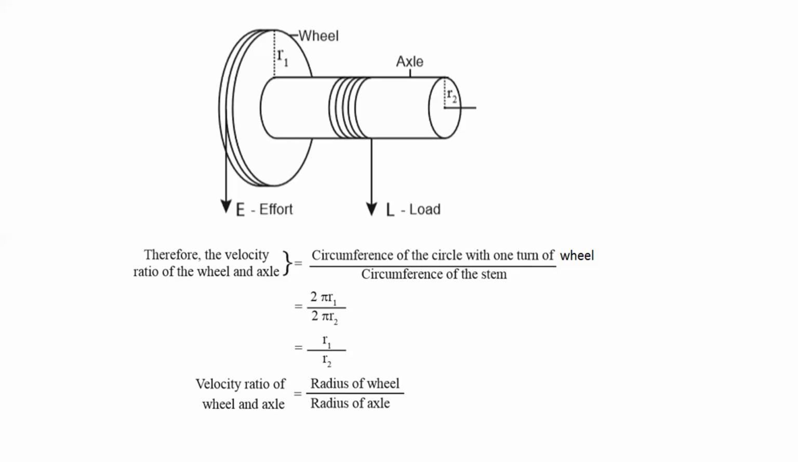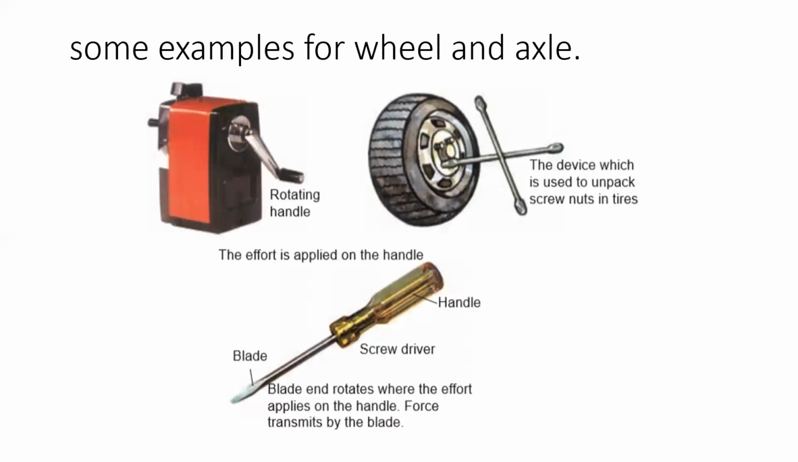So if you are given the radius of the wheel and the radius of the axle, you can find the velocity ratio. If you are given the effort and load, then you can find the mechanical advantage. Then you can find the efficiency of the wheel and axle. These are some examples for wheel and axle: rotating handle, the device which is used to unpack screw nuts in tires, screwdriver.